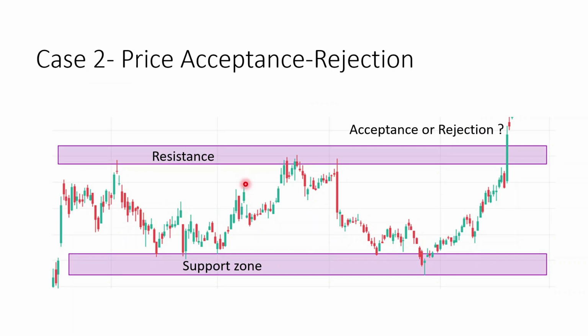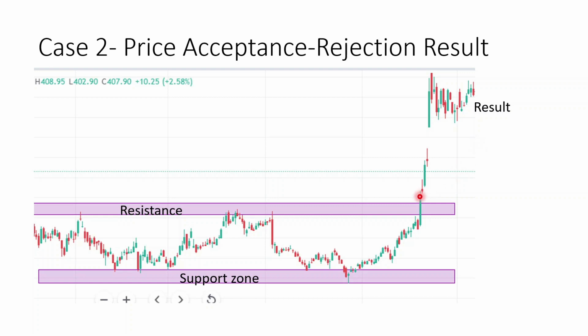One more example. Here you can see the resistance and support zone. The candlestick or a price has moved above the resistance level. Once it is accepted, then it moved further. You can see it's accepted here, then it moved further.